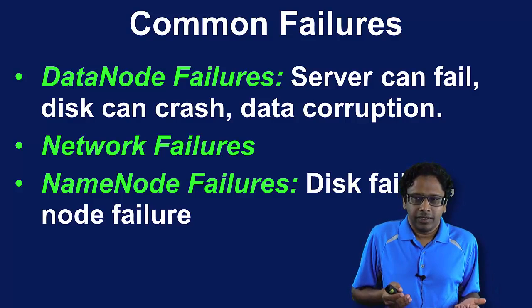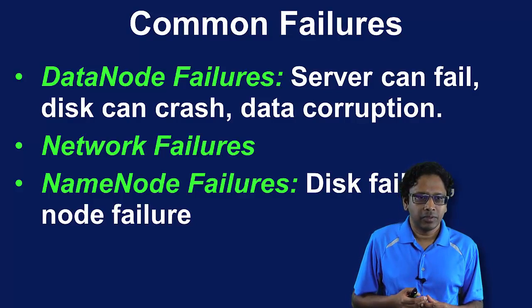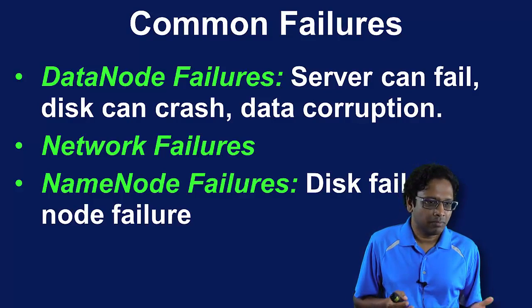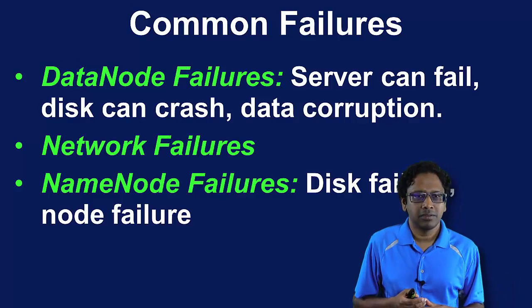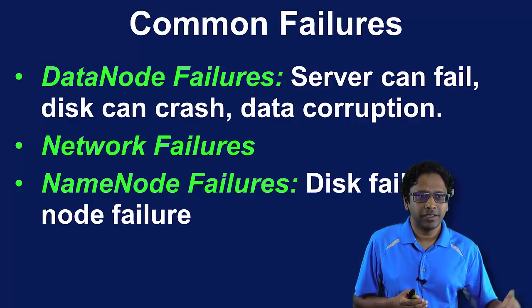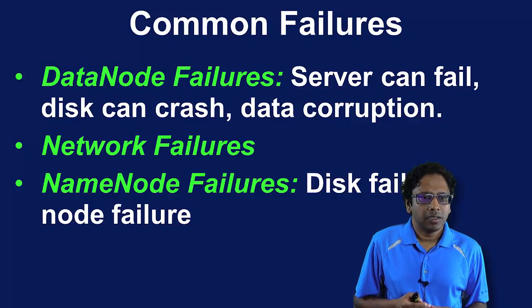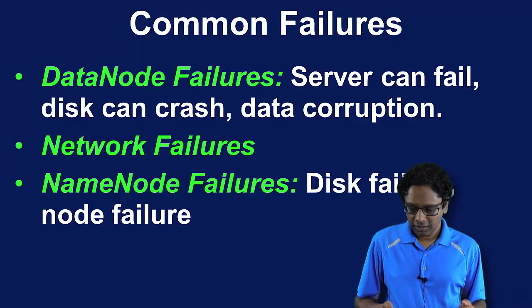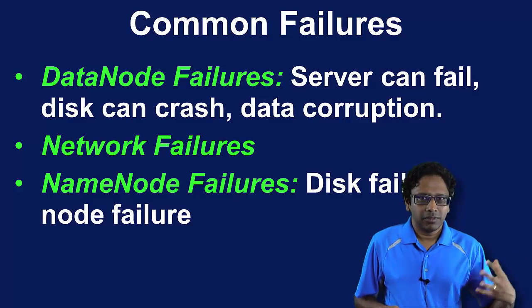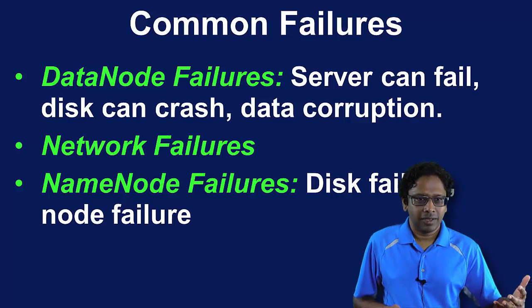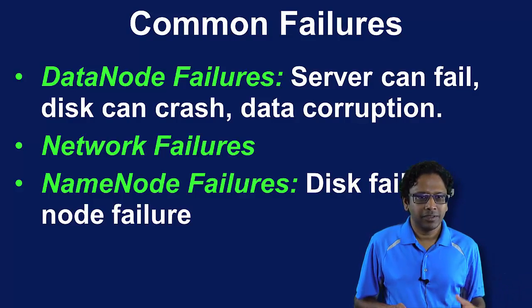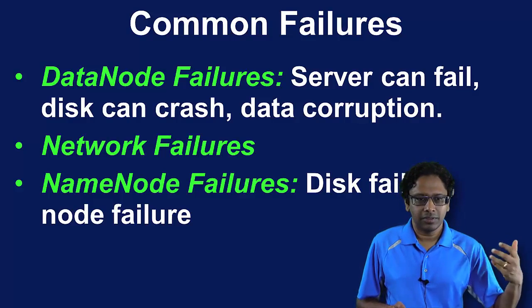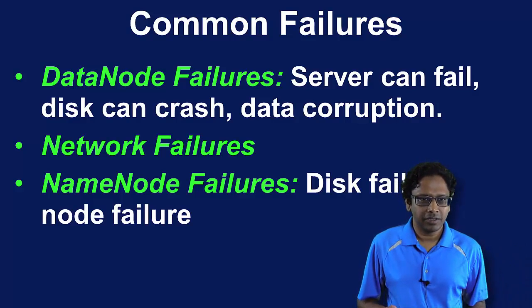You could have network failures, so you could have a network go down between a particular rack and the name node, and that can affect a lot of data nodes at the same time. You could have name node failures, disk failure on the name node itself, or the name node itself could run out of resources. So a lot of ways you could have an interruption on HDFS. And the design, as we saw before, is aimed at mitigating some of these.